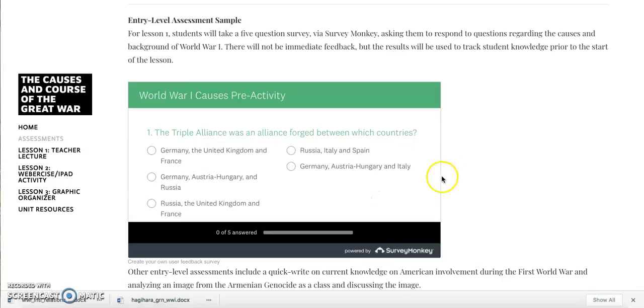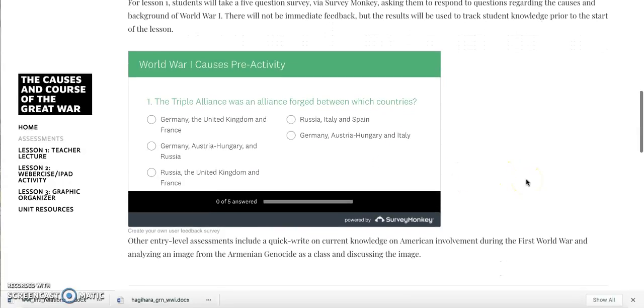There are entry-level assessments for each of our lessons, this being Lesson 1. Lesson 2 is simply going to be a quick write that asks students to recall current knowledge that they have on American involvement during the First World War. And then the third lesson, asking students to analyze as a class an image from the Armenian genocide.